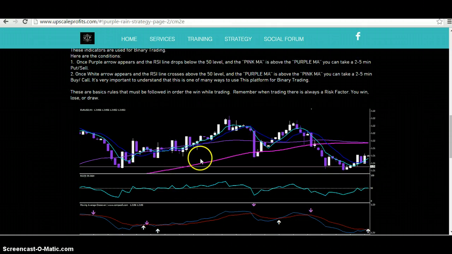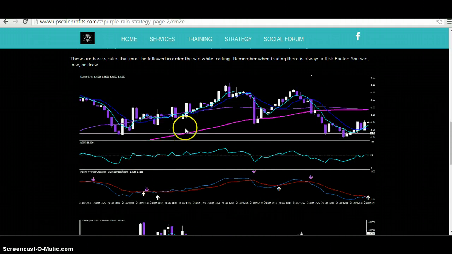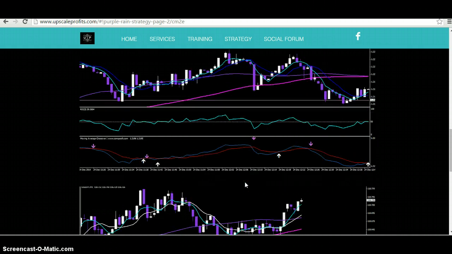Here we have a mini uptrend, but the market is clearly going to go down because the purple is pointing down, and the pink is about to cross over the purple to drive the market down. We have the RSI level, which is 50, and the RSI moves back and forth. Then you have the moving average crossovers, in which purple means down and white means up. You'll see this on the market all day and all night.